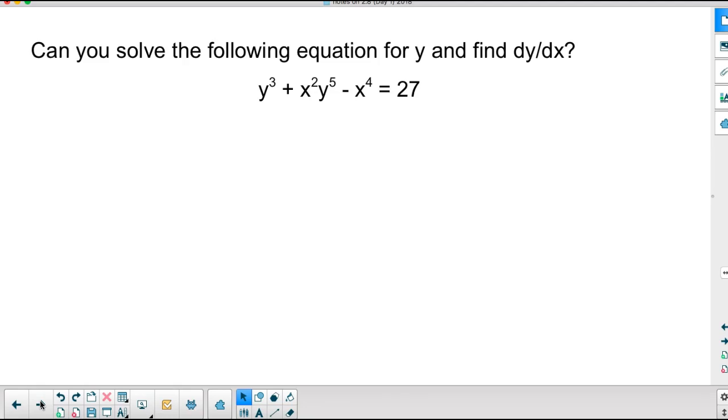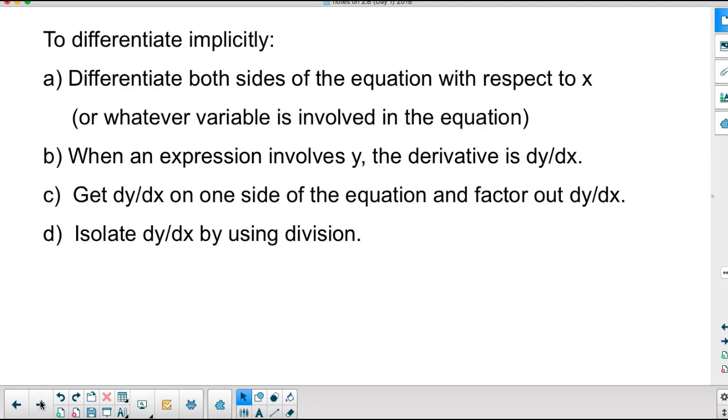Well, if you take a look at the back of your notes, you'll see that I've listed some steps for differentiating implicitly. The first thing we do is differentiate both sides of the equation with respect to x, or whatever variable is involved in the equation. If we run across an expression that involves y, we write the derivative of y, which is dy dx. Then we work to get dy dx on one side of the equation and isolate dy dx by using division after we have factored out dy dx. This will make more sense as we work through an example.